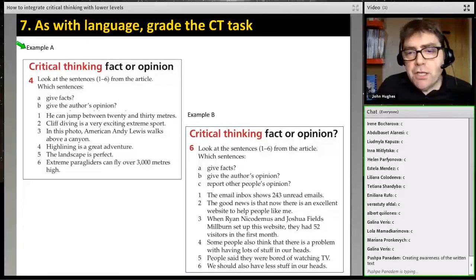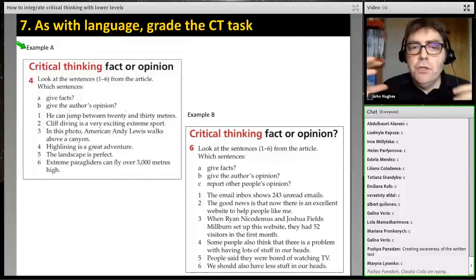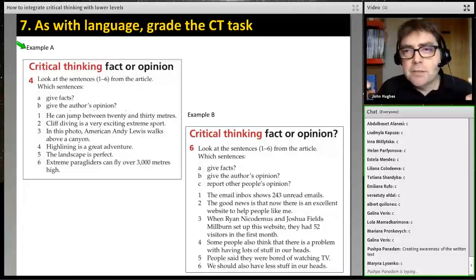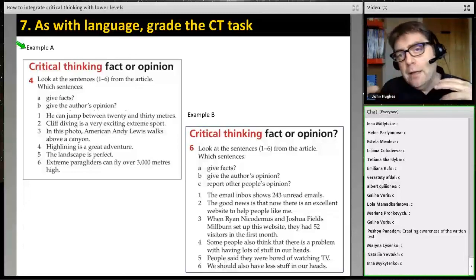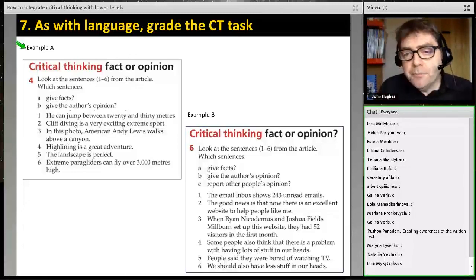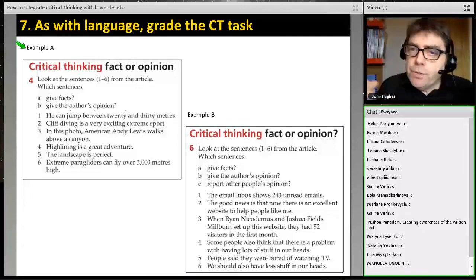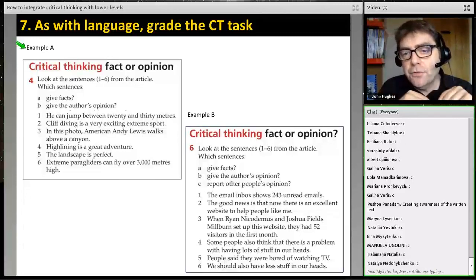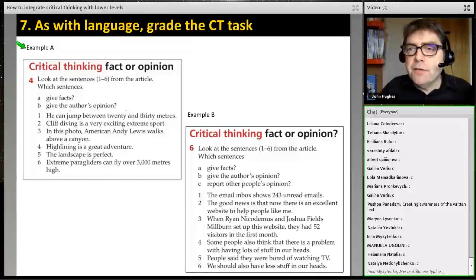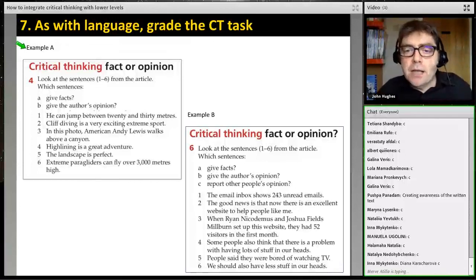So my message here is that when you design critical thinking tasks, in the same way that you grade the language level, you have to grade the critical thinking task. You have to think about what is it asking the students to do, and can they do it with the language they have and at the level they're at. So we have to think these things through as teachers when we're designing these tasks. It's about grading the language, and it's also grading the critical thinking task. That's tip number 7. Okay, we're nearly coming to the end now.